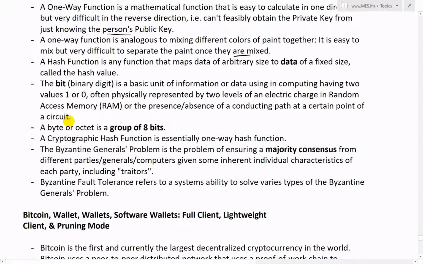A hash function is any function that maps data of arbitrary size to data of fixed size, called the hash value. The bit, or binary digit, is a basic unit of information or data used in computing.